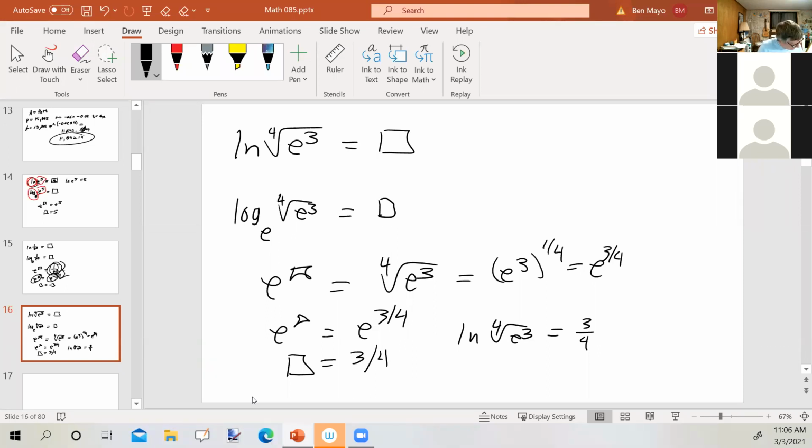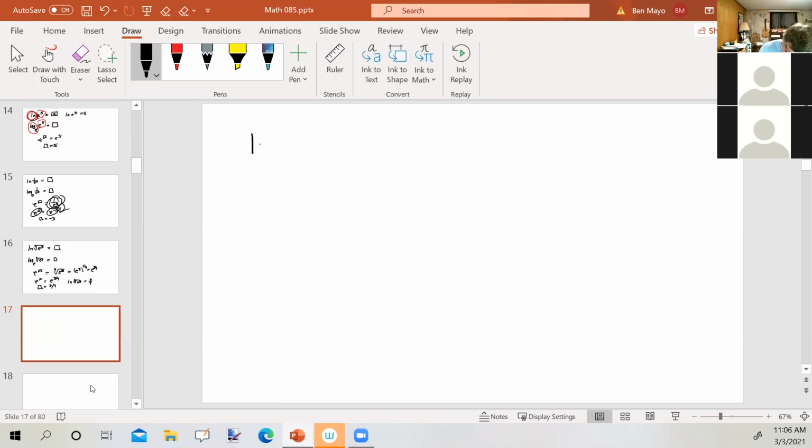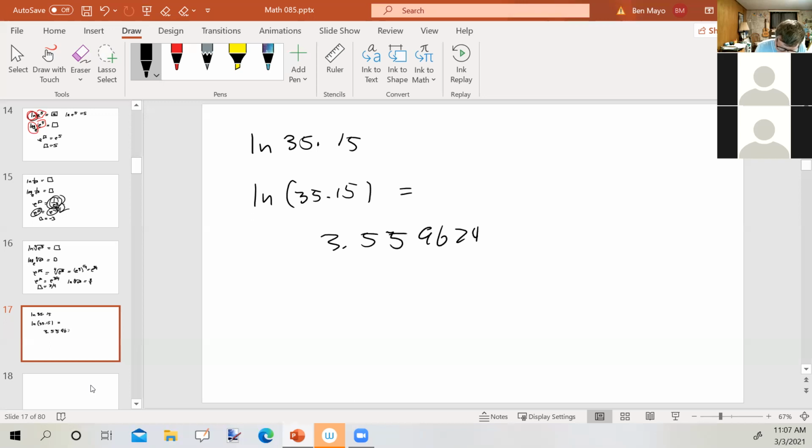Then it says use a calculator to evaluate each expression. So let's take the natural log of 35.15. So now we're just going to push that ln button, not the second function key. We don't want e to the x, we want the ln button. So natural log, and it shows up like that. Then I'm going to punch in 35.15, close it up, and I get 3.559624618. And it said to do what? Round to 4 decimal places, which would be right there. The 2 would round down, so we get 3.5596.